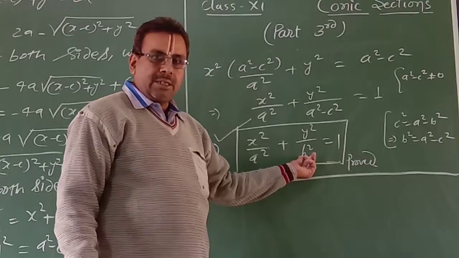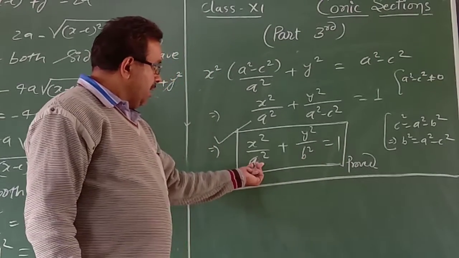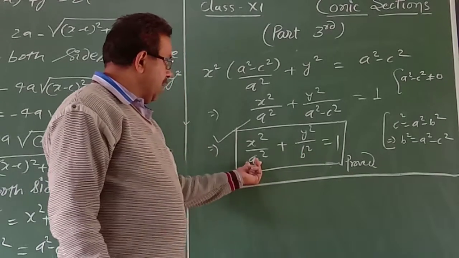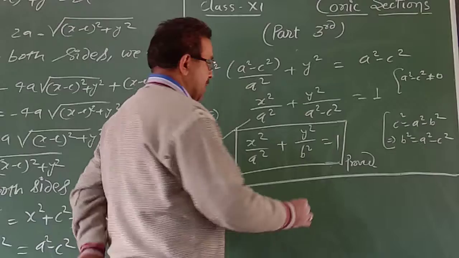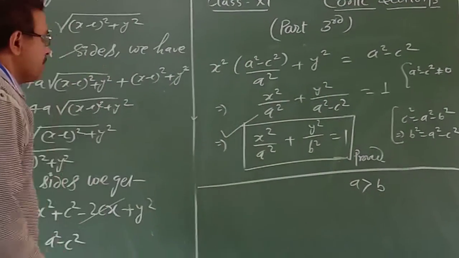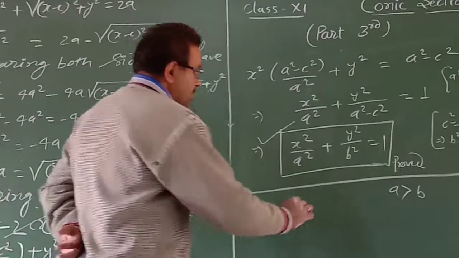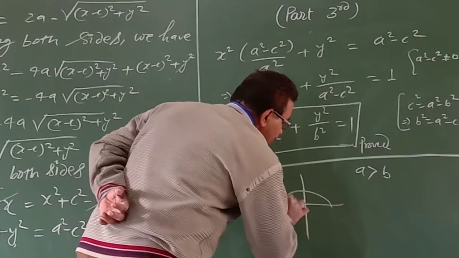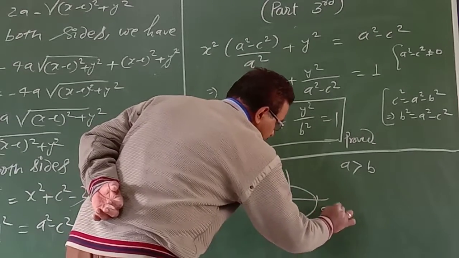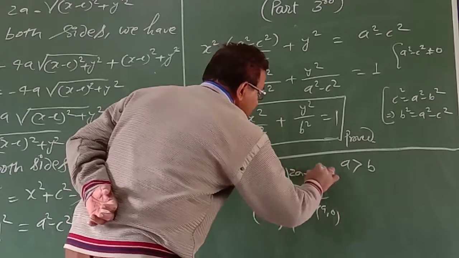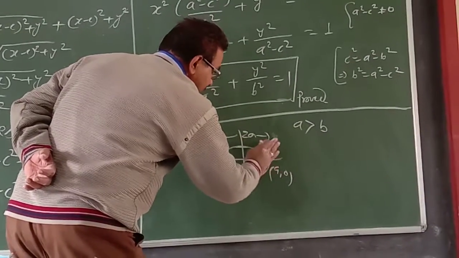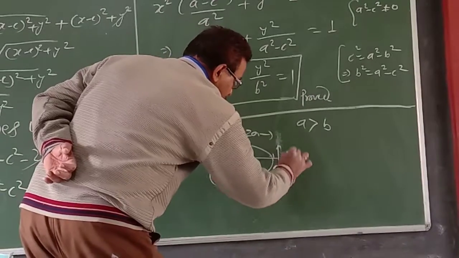Here a is the semi major axis, b is the semi minor axis, and it is not semi major axis. That is here a greater than b and the major axis, as in the figure, if we make here minus a, 0 and here a, 0, then it is equal to twice a, and here the minor axis is equal to 2b.